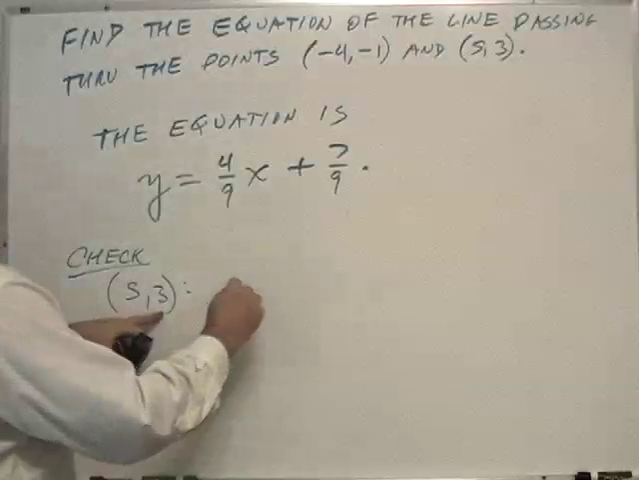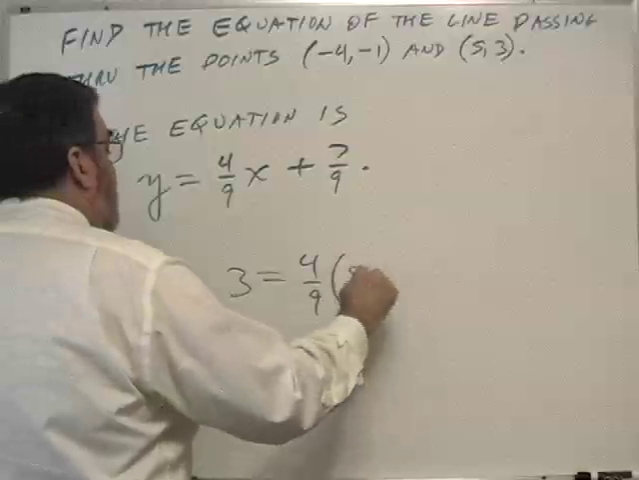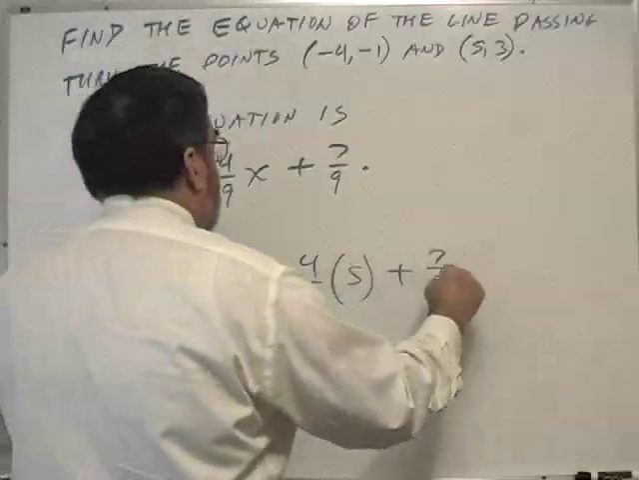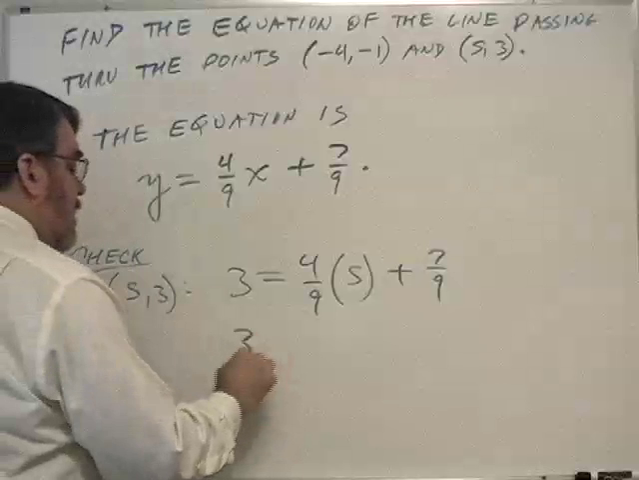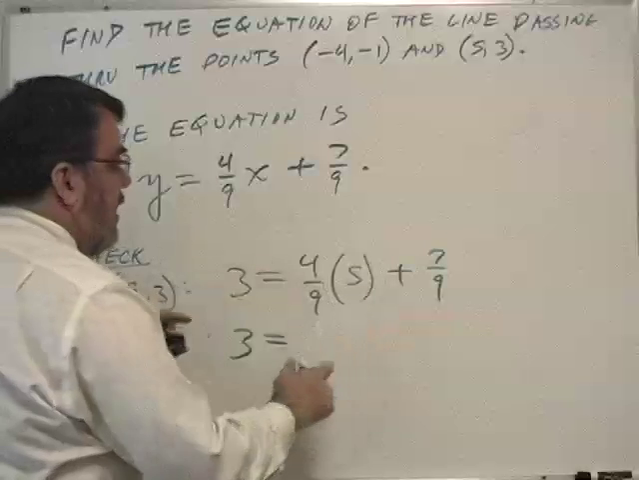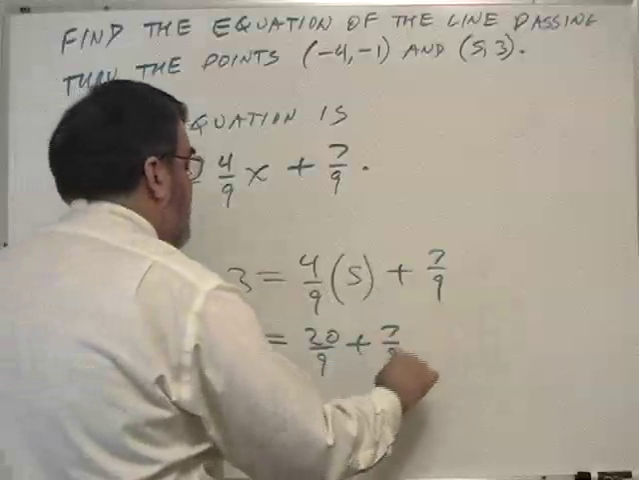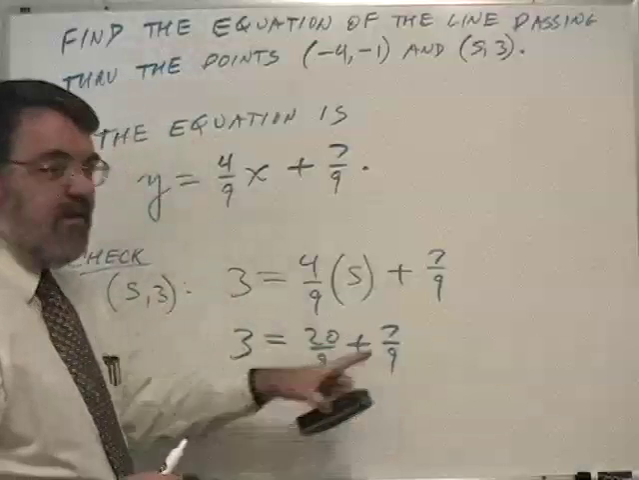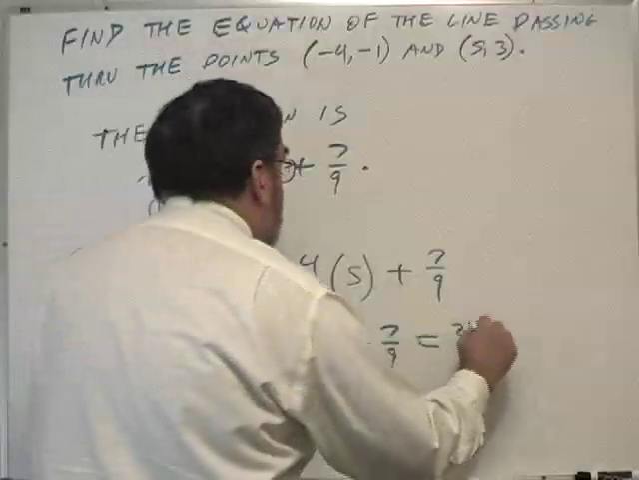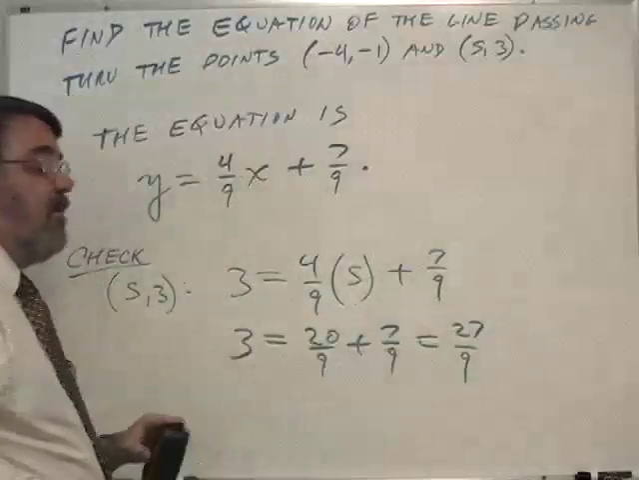All right, so y is 3. That equals 4/9 times 5 plus 7/9. 3 equals, what is this? 5 times 4/9 will be 20/9 plus 7/9. And 20 plus 7 is 27 over 9. Divide this and we get 3.